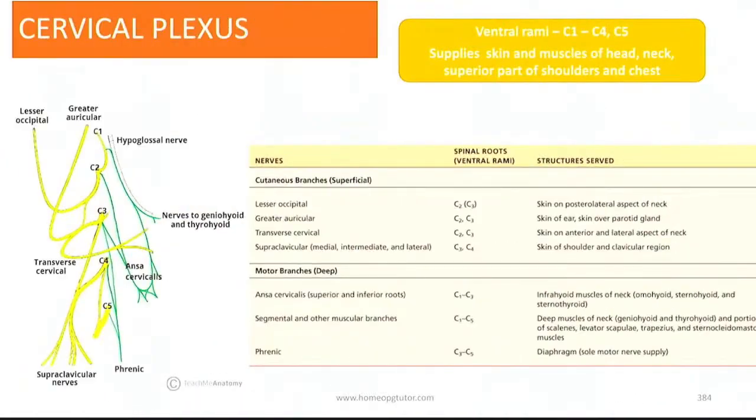Now, whichever plexus you study, you need to remember about the root. Okay, what portions of the spinal nerves are taking part in the formation of this plexus? For example, in case of cervical plexus, we have C1 to C5. Okay, C1 to C5 ventral roots are taking part in the formation of cervical plexus. Where does it supply? It supplies the head, neck and also shoulder and little portion of chest.